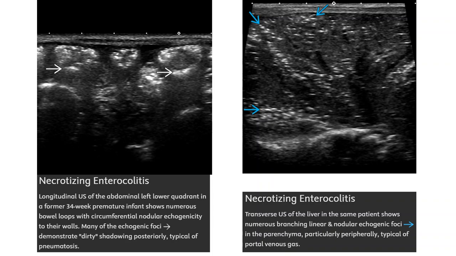Again, in the right side of the liver in this patient, there are numerous branching linear echogenic foci in the parenchyma, particularly peripherally, typical of portal venous gas.